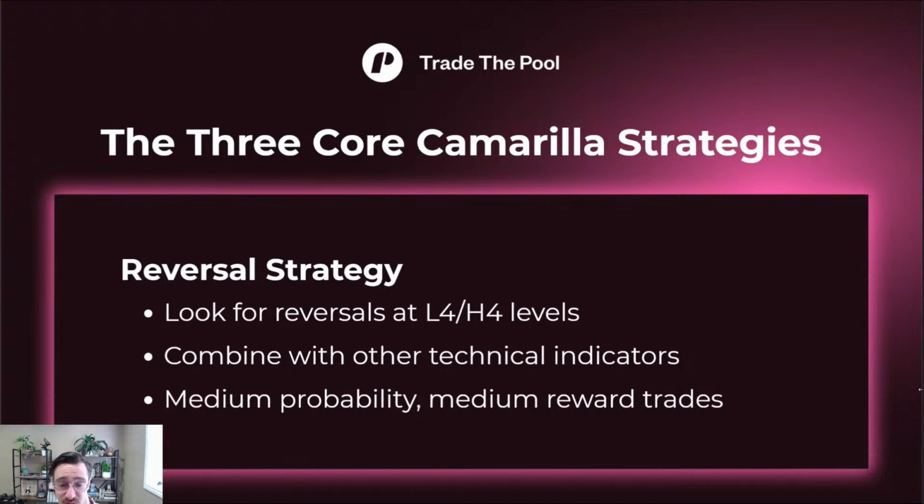So medium probability, medium reward trades, I think, is a fair way to put these, because there will be times where they just needed to pull back and retest that breakout, and they get the breakout retest and they just go off to the races like any other H4 breakout.